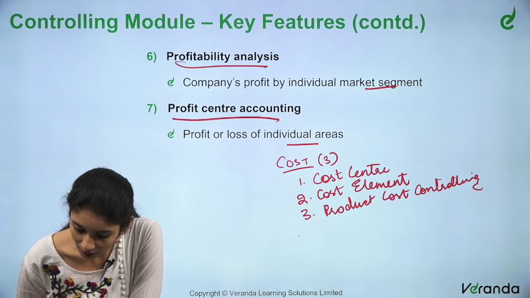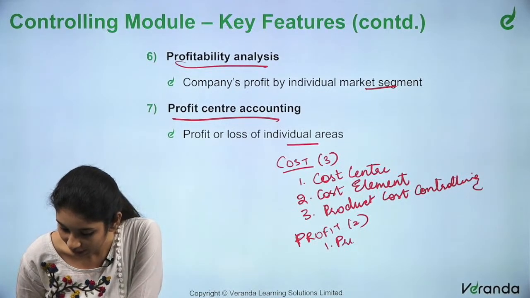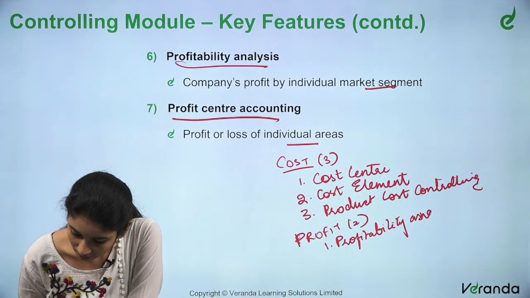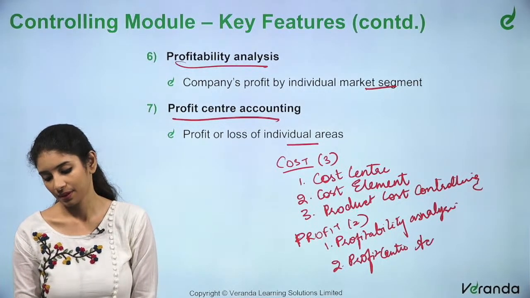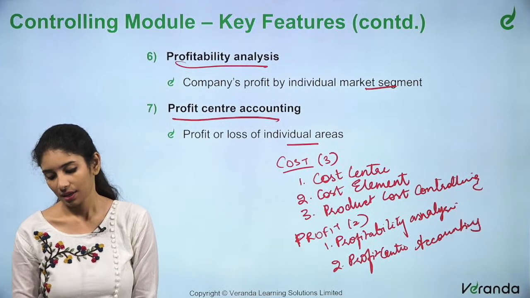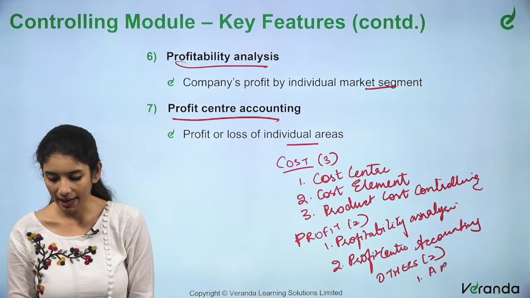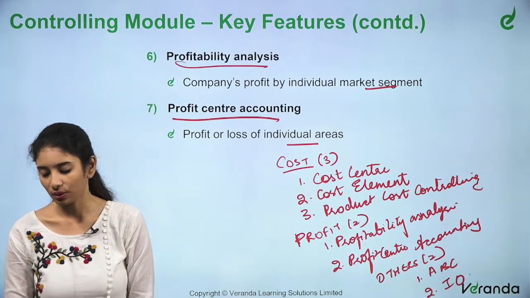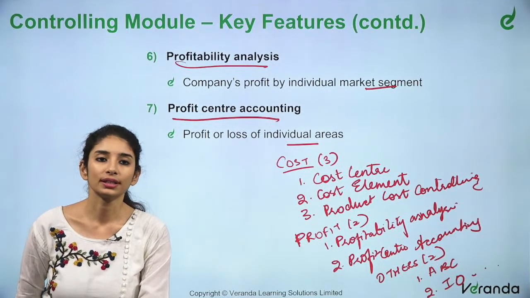Then I have profit, 2 points. In my profits, boys and girls, I have profitability analysis and profit center accounting. Others, 2. Under others, first I have ABC, activity based costing. Second, I have IO, internal orders, cost of a specific task. Internal orders clear with the controlling module.